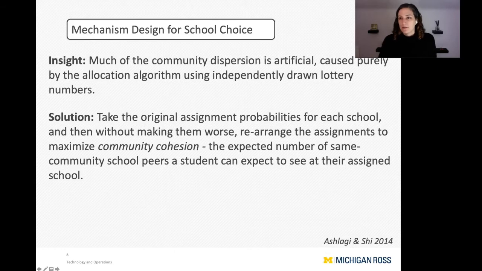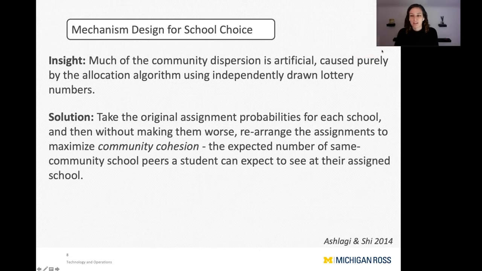So the insight of their manuscript is essentially that most of the community dispersion that they find is a little bit artificial, right? It's caused by the tie-breaking mechanism in the current lottery. And what they could do is take the original assignment probabilities and not make them any worse. But if you think about community cohesion as something that the tie-breaking mechanism prioritizes, then you could increase the expected number of same community peers that a student would see at their assigned school. So basically ensure that more students from the same block attend the same school just by reconfiguring the tie-breaking mechanism.